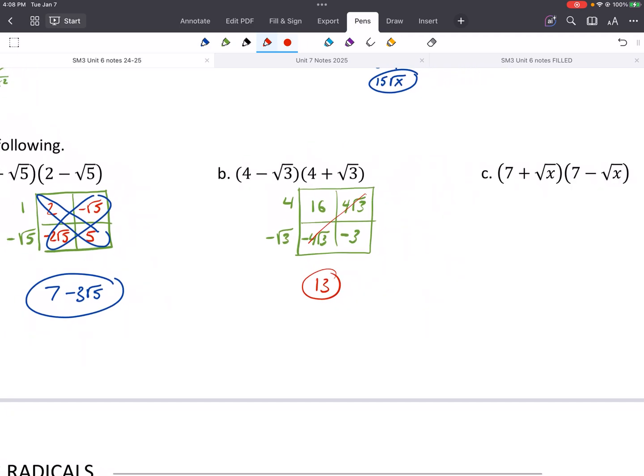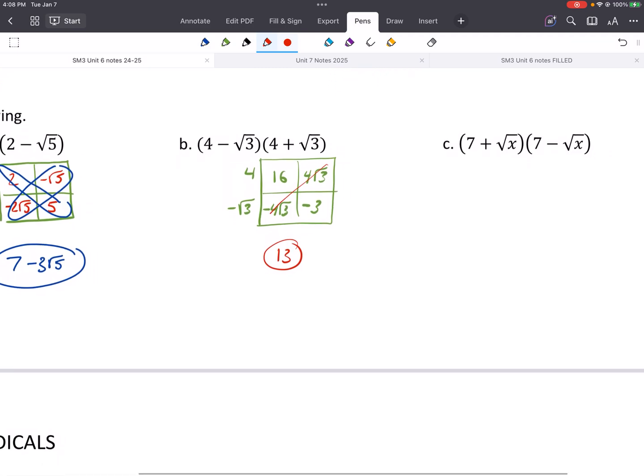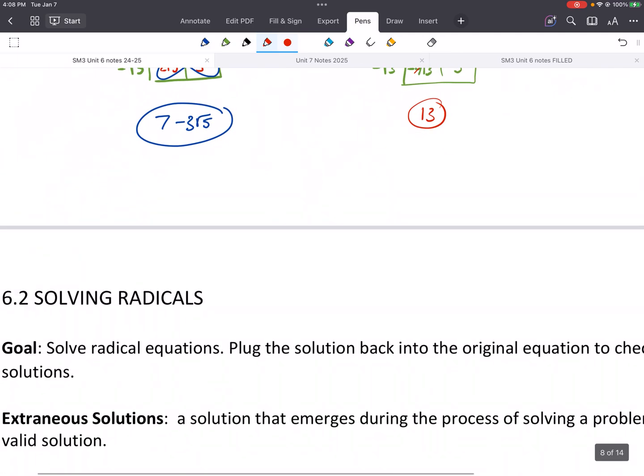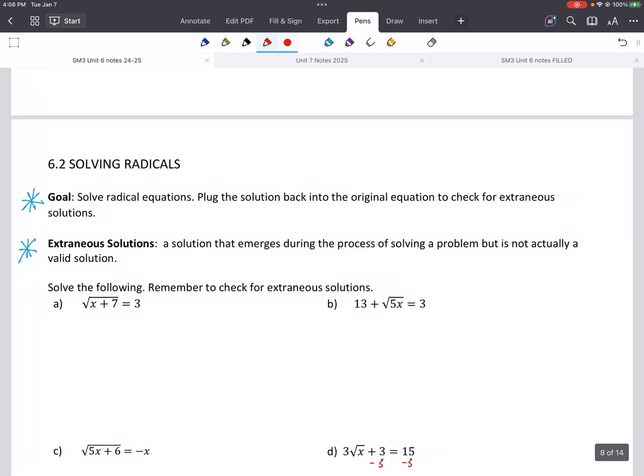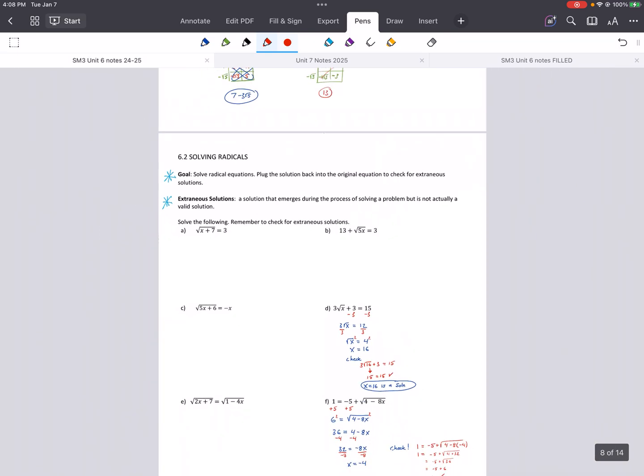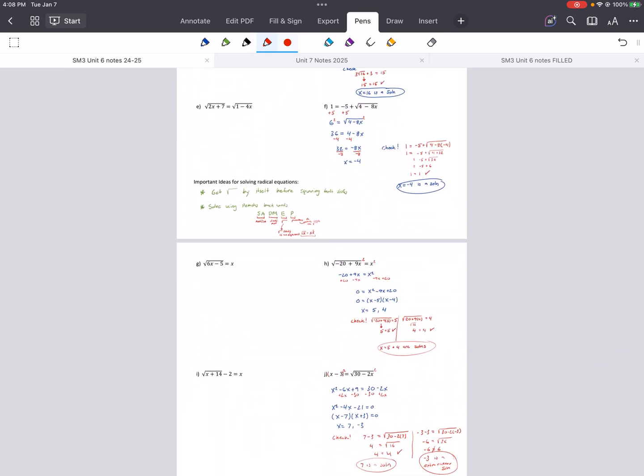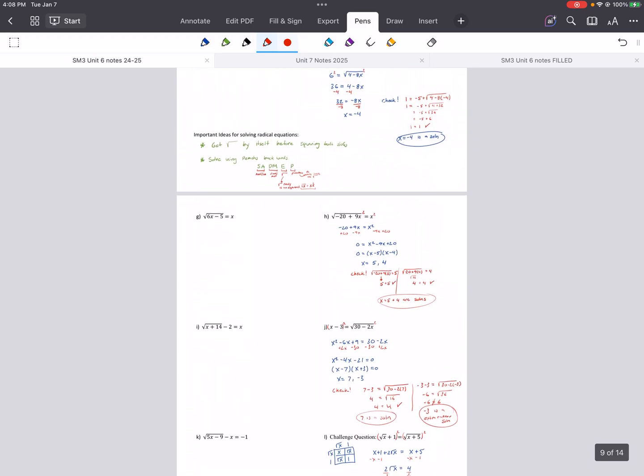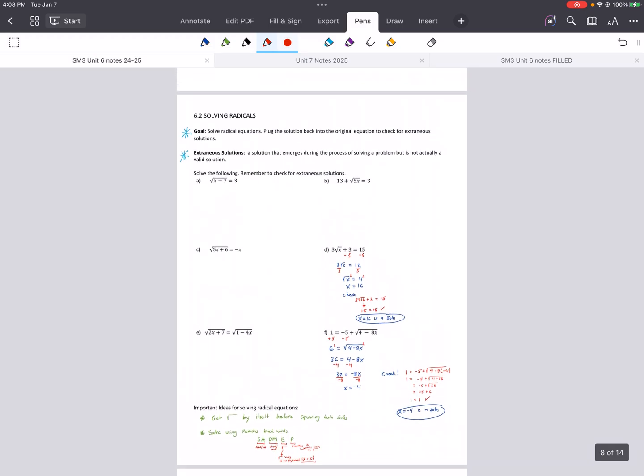All right, I'll leave C for you if you want to give it a try. I have it filled in on the notes on Canvas. And let's go into solving. So there are a lot of examples here. As you notice, some of these are still filled in. These are the filled in note parts.